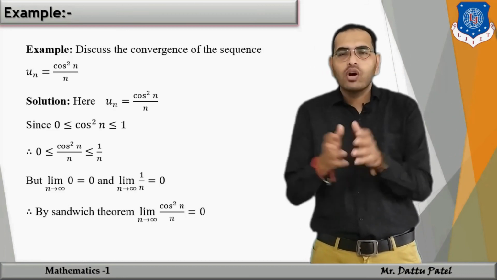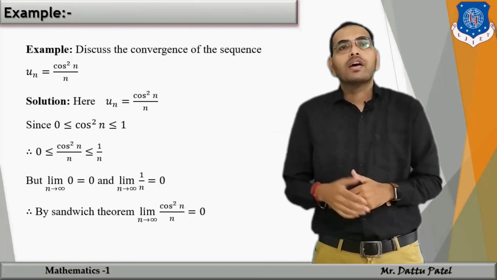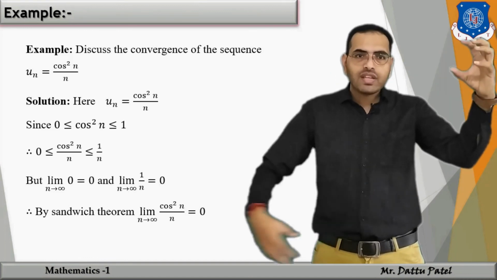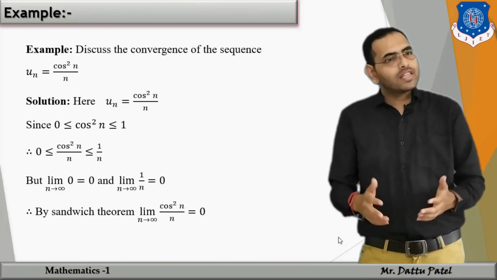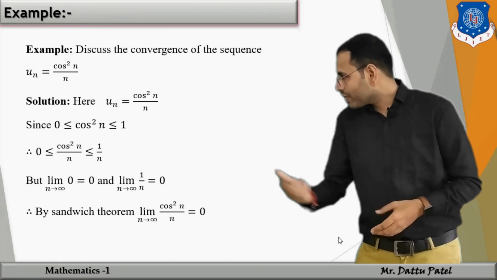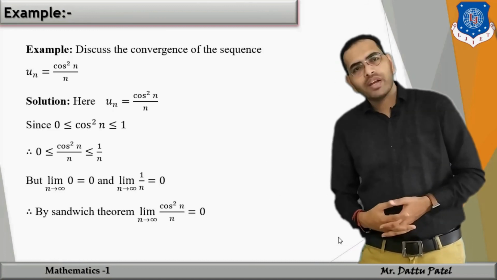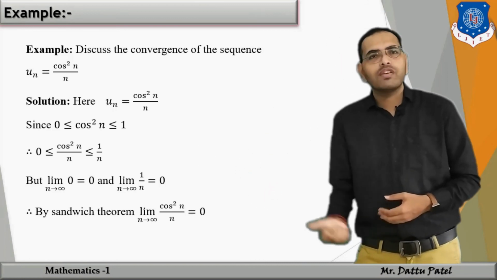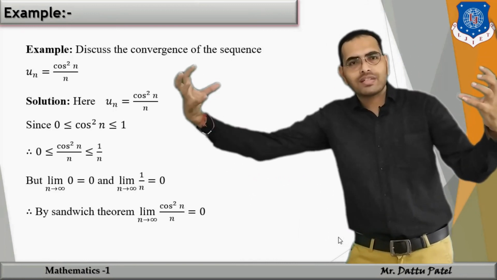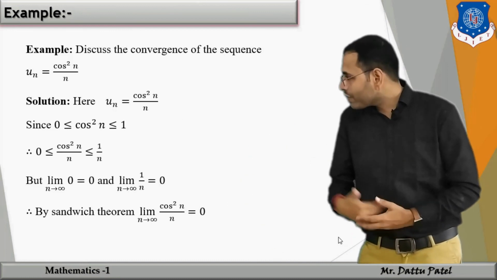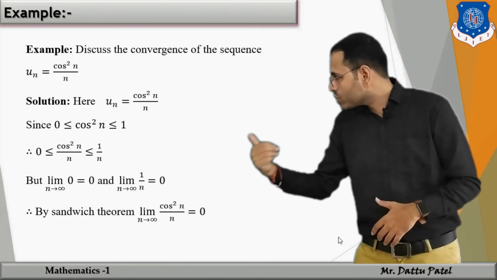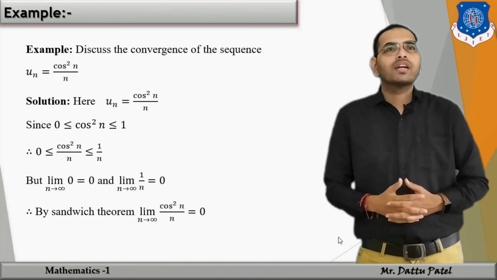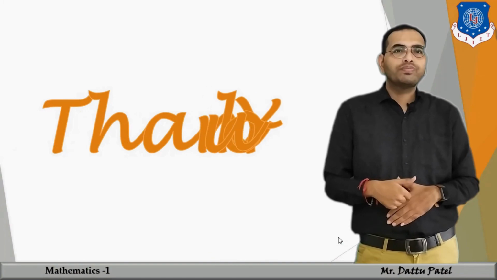Now here we have a total of three sequences. We find the limit of the first sequence and the limit of the last sequence. Limit as n tends to infinity of 0 is obviously 0. For the last sequence, limit as n tends to infinity of 1 upon n, with n as infinity, 1 upon infinity gives 0. So the first and last sequences both have limit 0. Then according to the sandwich theorem, the middle sequence, limit of cos square n by n, is also 0. So we can say that the given sequence cos square n by n converges to 0.